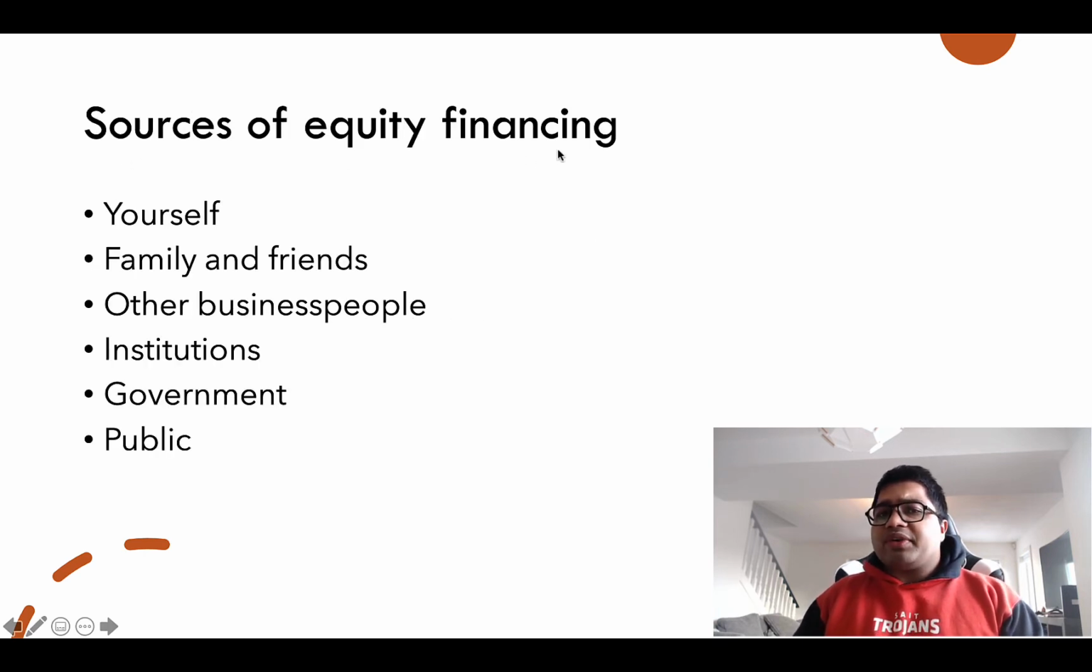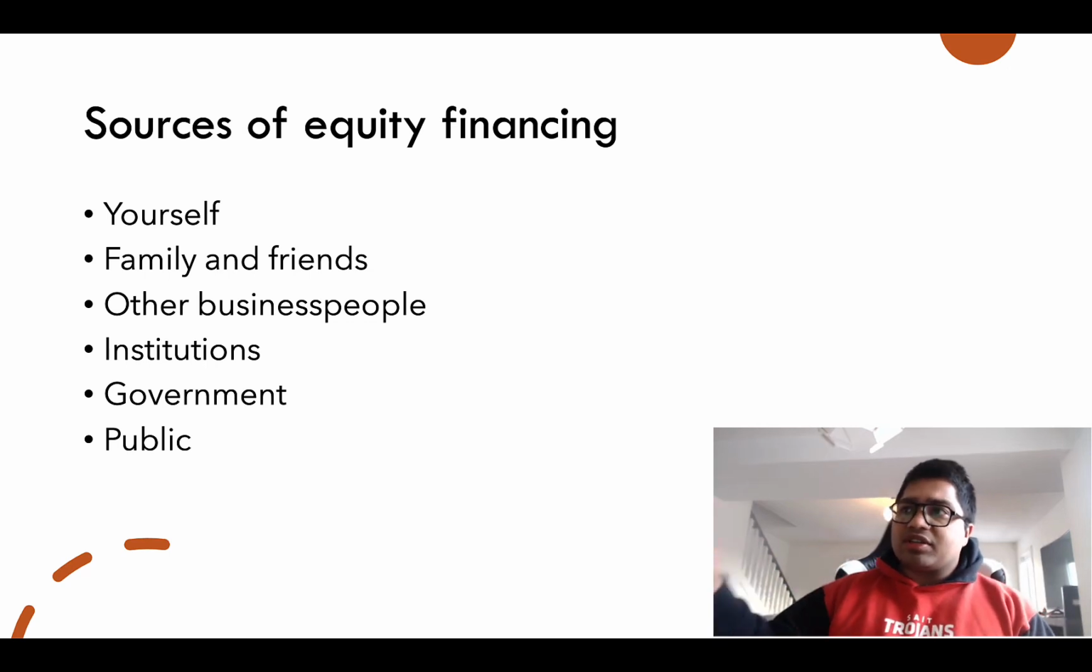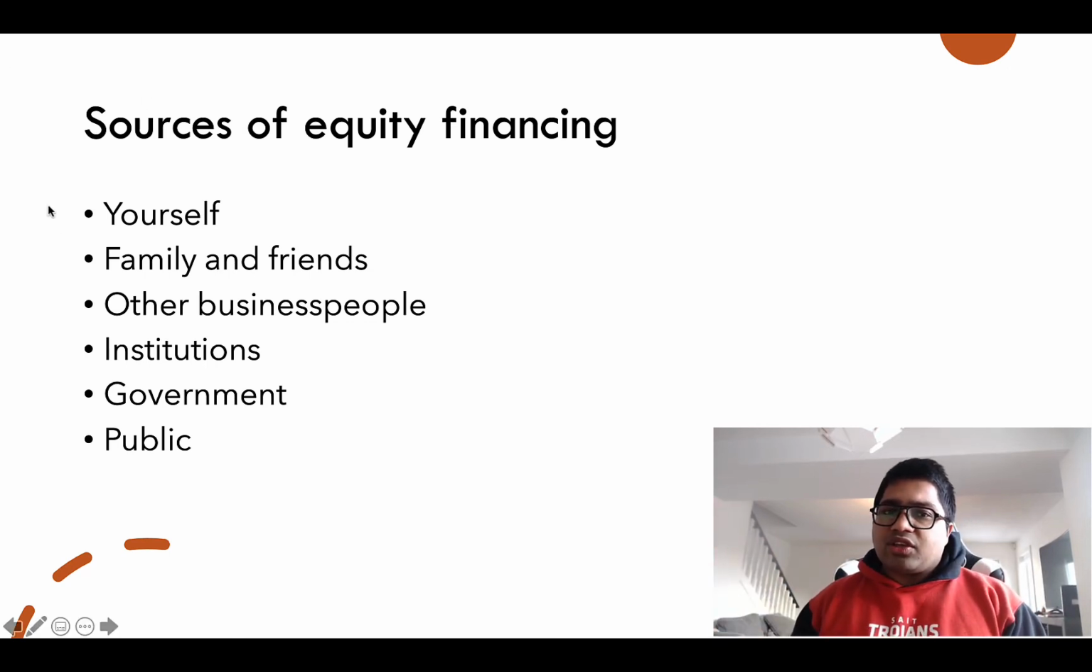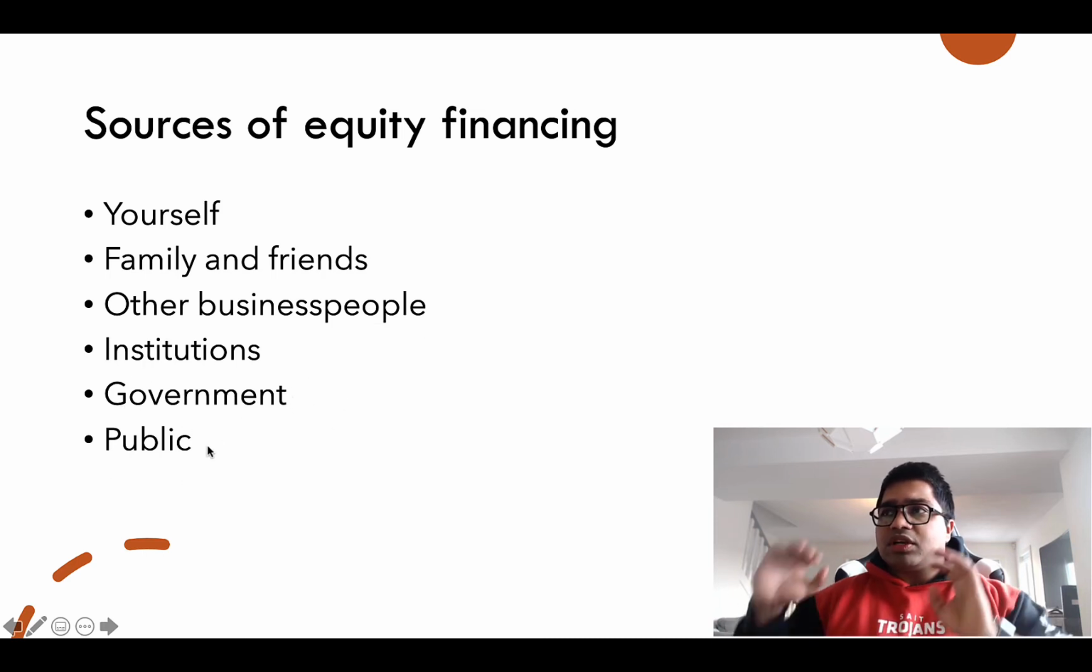Sources of equity financing can be yourself. You can sell ownership of a business to your own self, put in your own capital, become 100% owner. Or you can take money from family and friends, where you give out certain ownership to family and friends. You can give it out to other business people, influential people that you know. You can give out your ownership to institutions, to government, and to the overall public.